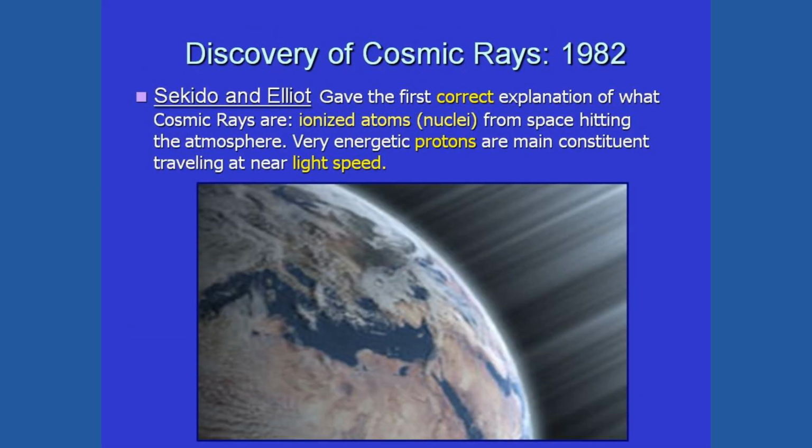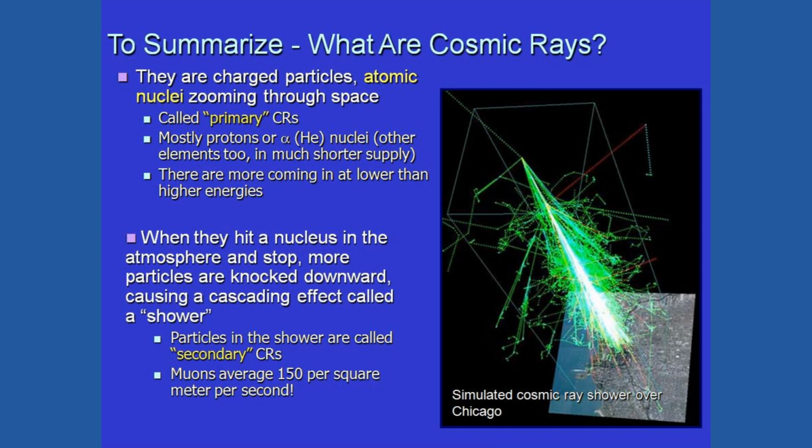In 1982, Sekido and Elliott gave the first correct explanation of cosmic rays. They are very energetic ionized atoms from space hitting the atmosphere. To summarize, cosmic rays are charged particles zooming through space. They are the primary particles consisting of mostly protons and other particles. When these particles hit the atmosphere and stop, they generate more particles, which are called secondary cosmic rays. At the Earth's surface, many of these particles are muons.